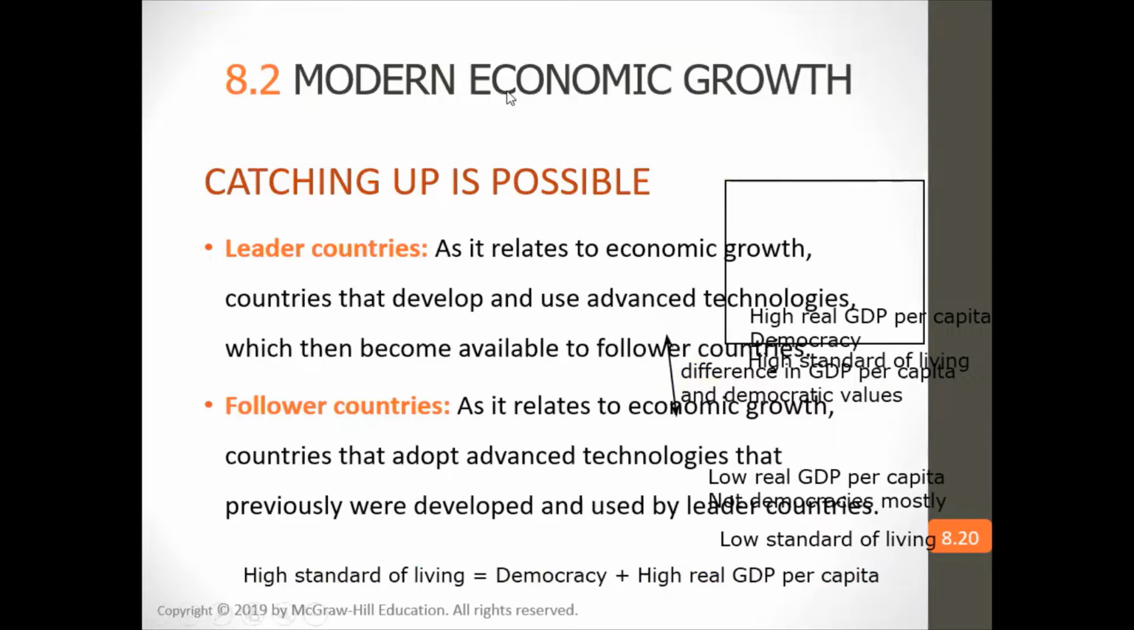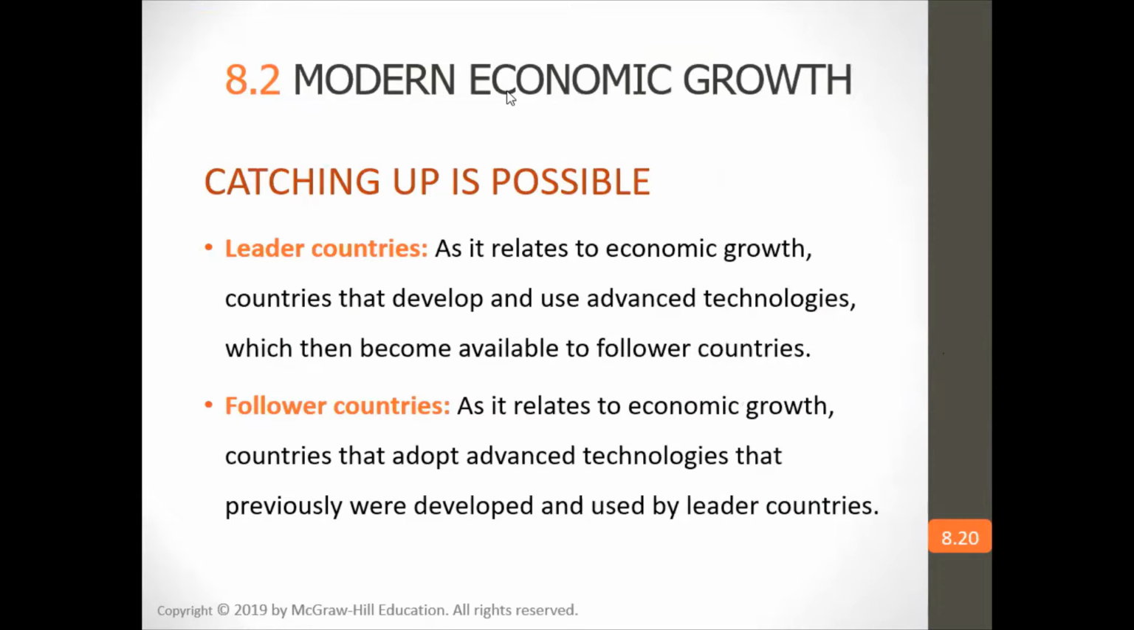So the leader countries like Canada and the US create advanced technologies. And then follower countries like those in Africa can have access to that technology down the road. Follower countries will grow faster if they take advantage of that advanced technology. Once they use the technology from these leader countries, they start to grow more.